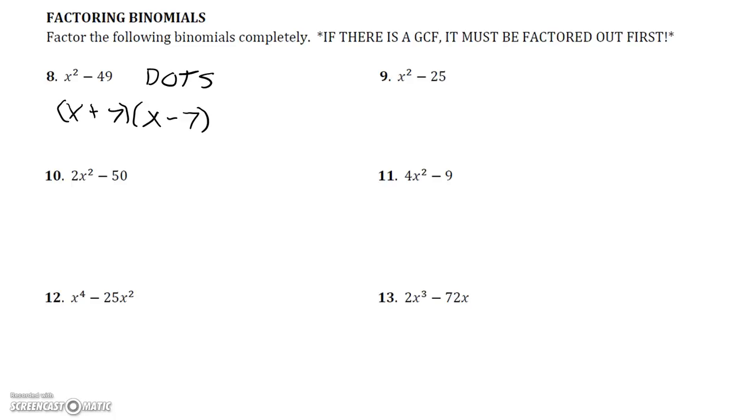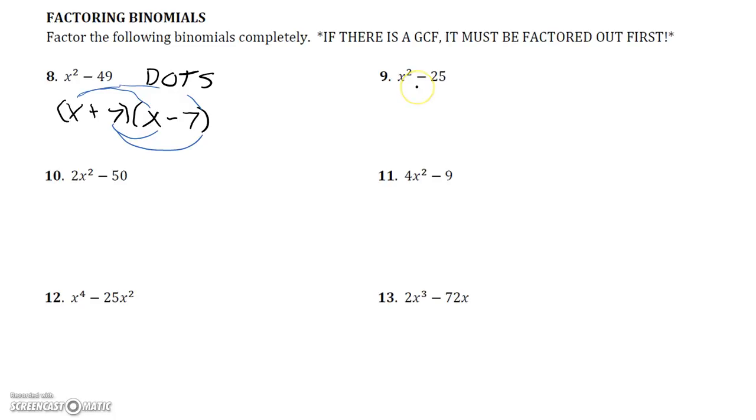And the reason it's a plus and a minus is because if you distribute it out and actually do the math here, the two middle terms are going to cancel out and you're going to be left with our original problem, x squared minus 49. You can do that check on your own time.